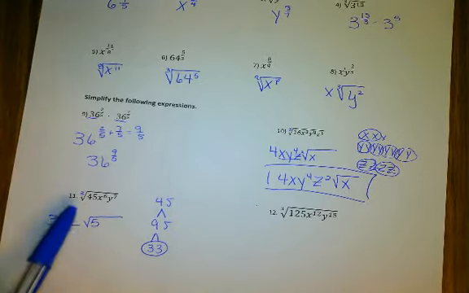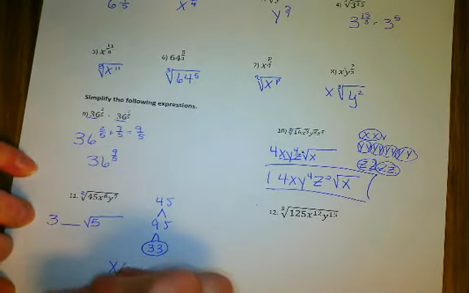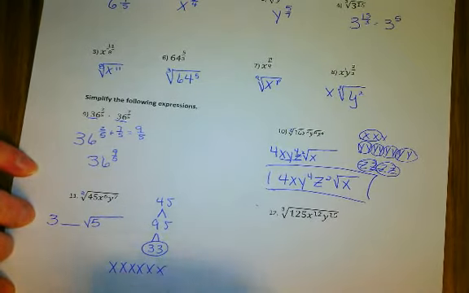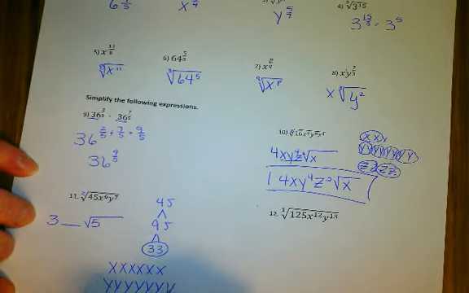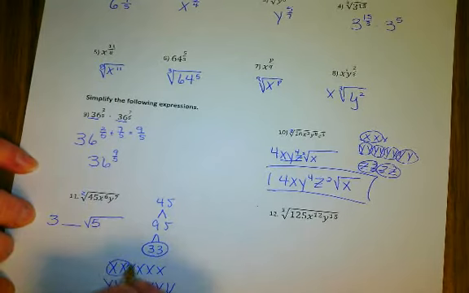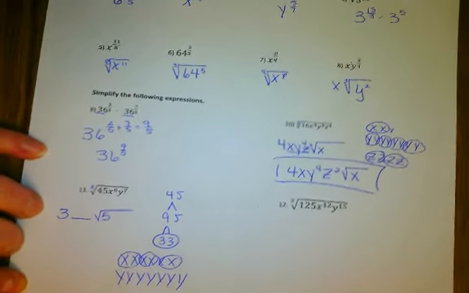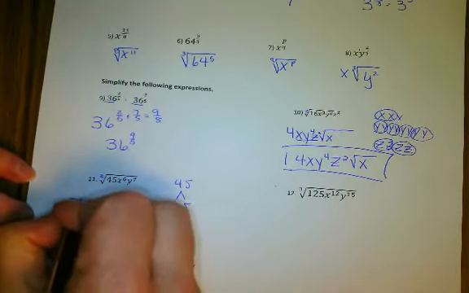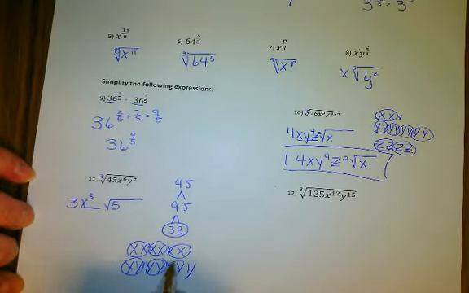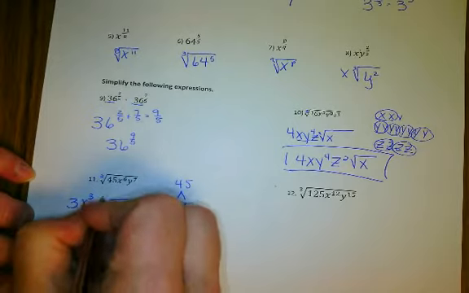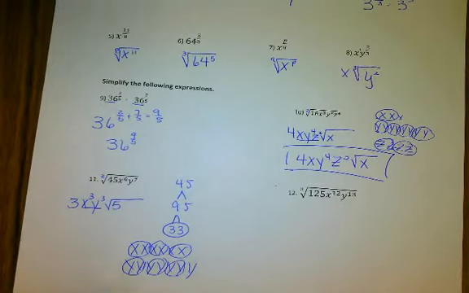Okay, now I'm going to look at my variables. Again, I'm doing groups of 2. So I've got 6 x's, and I've got 7 y's. Okay, so I'm going to do my groups of 2. I've got 1, 2, 3. I have 3 groups of x. So x to the third. I'm going to make my groups of 2 out of my y's. I've got 3 groups, so y cubed. But then I do have 1 left over.